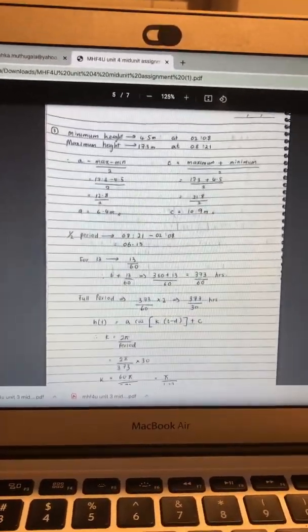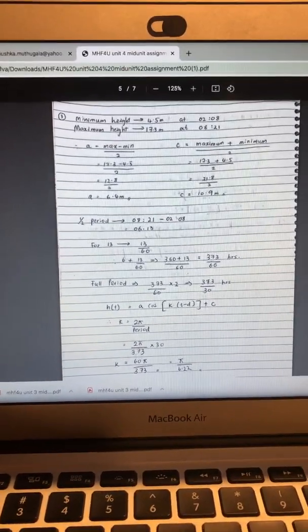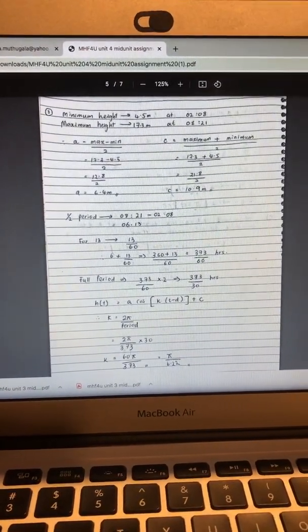Moving to the third question, minimum height would be 4.5 meters at 2.8 and maximum height would be 70.3 meters at 8.21.